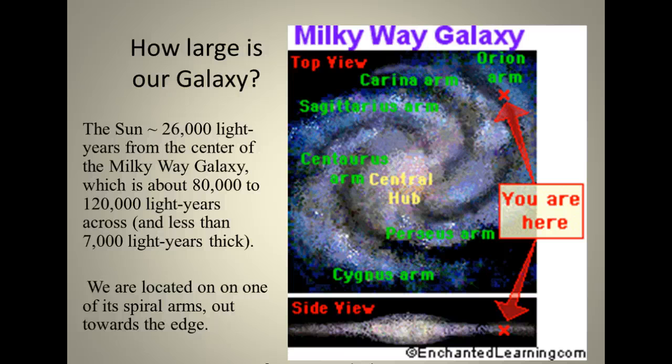Now, locate the central hub of our galaxy on this diagram, and where we are located in relation to that central hub. It says you are here, and there's an X there. Now, in your notes, write that our sun is 26,000 light years away from that central hub. So if you would draw a line from the X where we are located to that central hub, the distance is 26,000 light years. Question for you. What would that mean about the age of the light coming from the center of our galaxy?